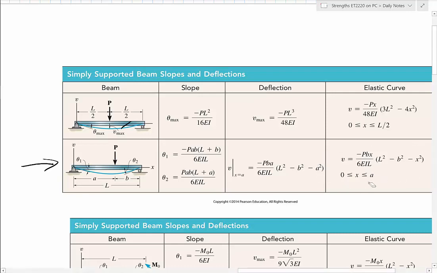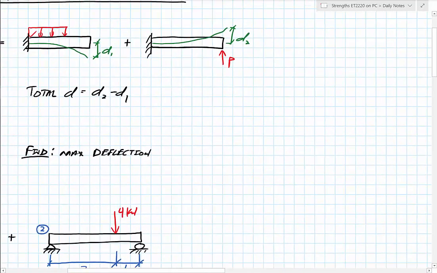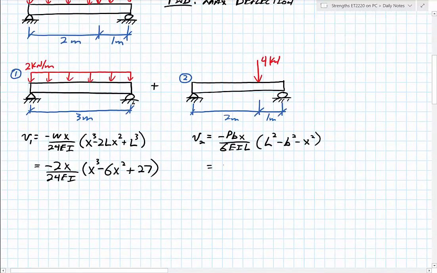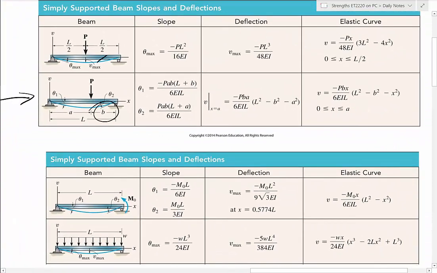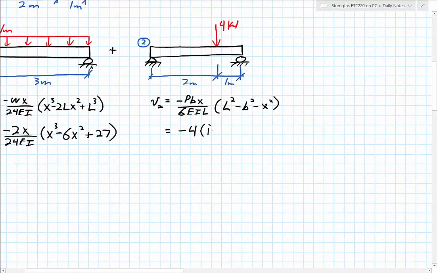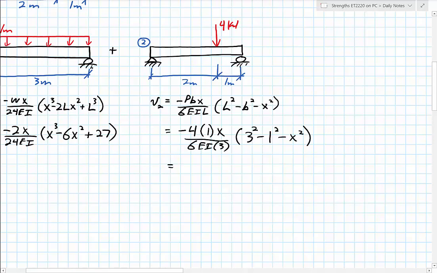So I'm going to start by copying that equation back over here for my point load. And now I can plug in those variables that I have. The load is 4. B is my distance. If I were to go back and look at the table, B is my distance from that right-hand side, so that is 1. X, once again, is a variable. I have 6 EI, and then 3 is the total length of the beam. Plugging everything in and simplifying, I ended up with minus 2x over 9 EI times 8 minus x squared.